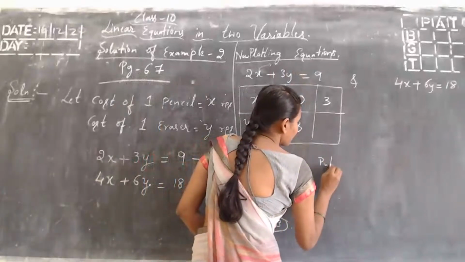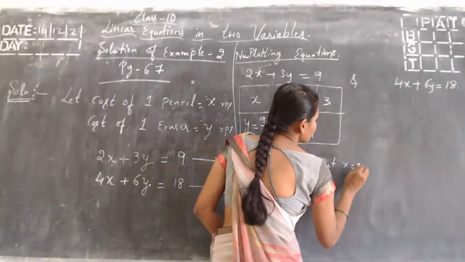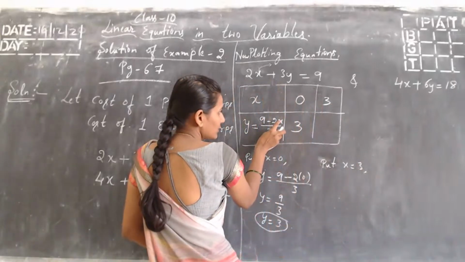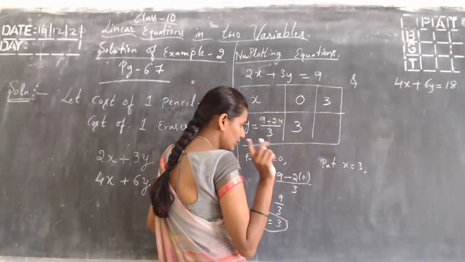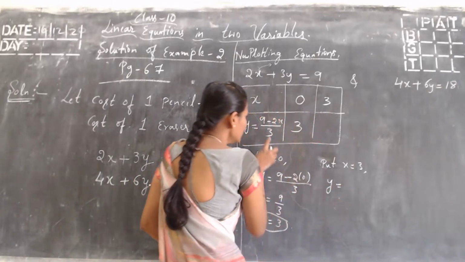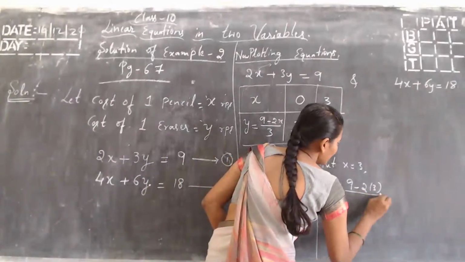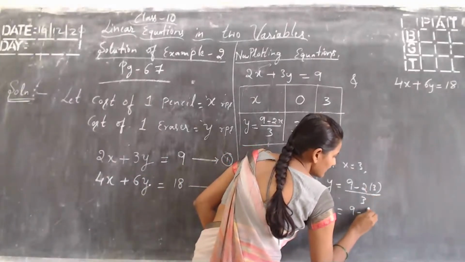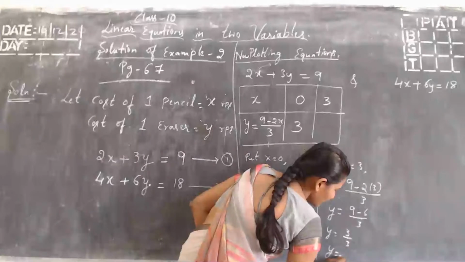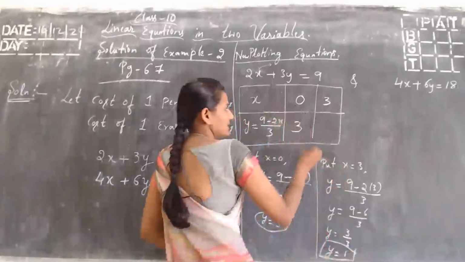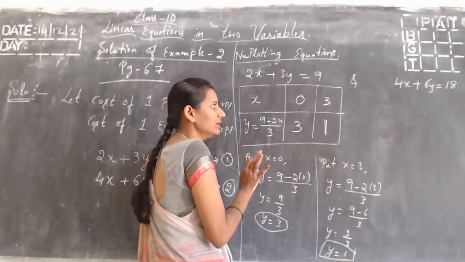Now put x is equal to how much? 3. If you put x is equal to 3, 2 into 3 is 6. 9 minus 6 is 3. 3 and 3 get cancelled, y is equal to 1. Similarly, y is equal to 9 minus 2 into 3 divided by 3, which is 9 minus 6 divided by 3. Y is equal to 3 by 3. Therefore, y is equal to how much? 1. Y is equal to 1. Understood? Like this, we have to solve the equations.